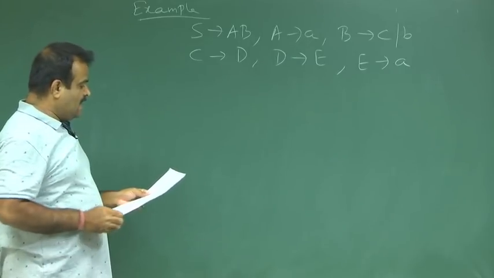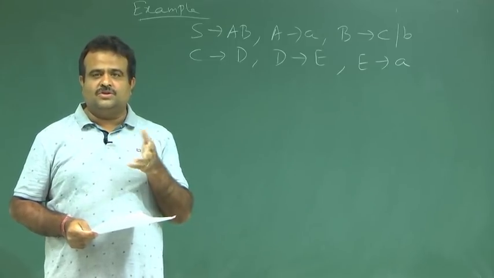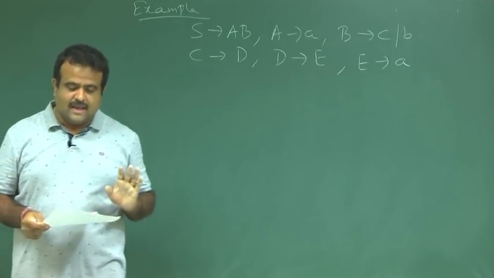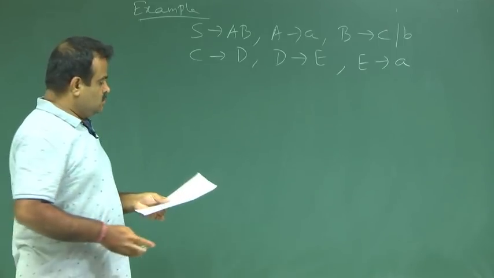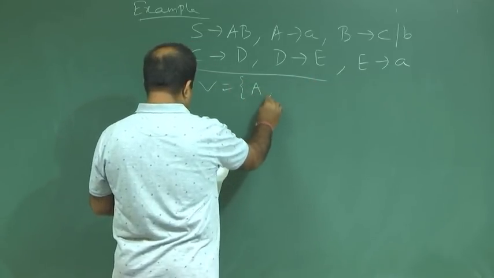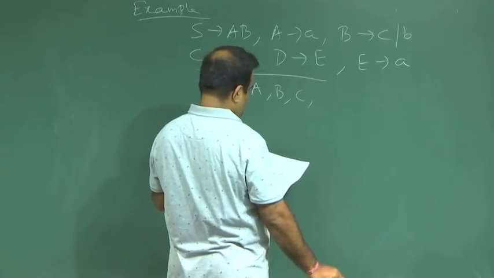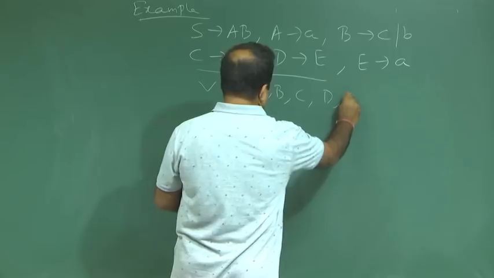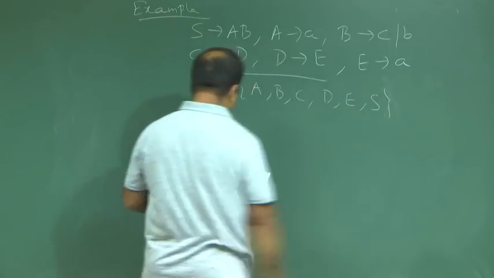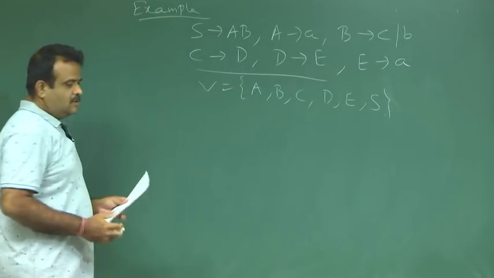First we want to eliminate all the unit productions and get an equivalent grammar. So, for that, what is the variable set? The variable set is A, B, C, D, E, S. Now, first of all we want to find W of each variable.